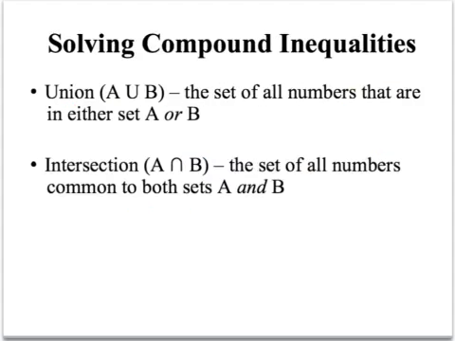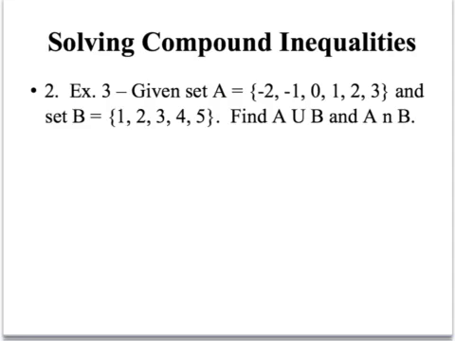Okay, compound inequalities are when you deal with more than one inequality. And you could have two cases there. They may be unions or intersections. If you have a union, it's a set of all numbers that are in either set A or B. An intersection is where the sets overlap. So it has to be in A and it must be in B as well.